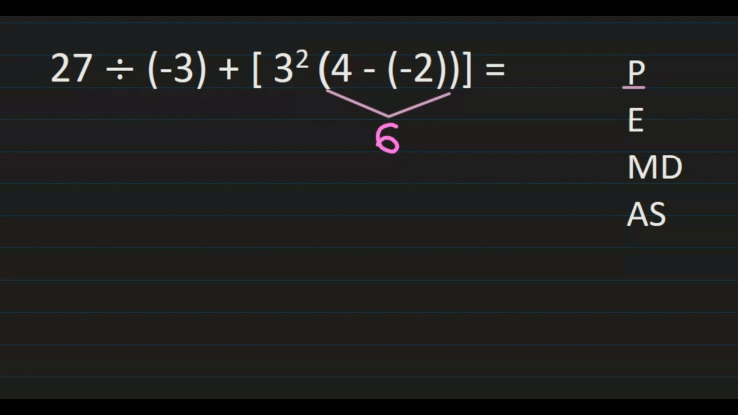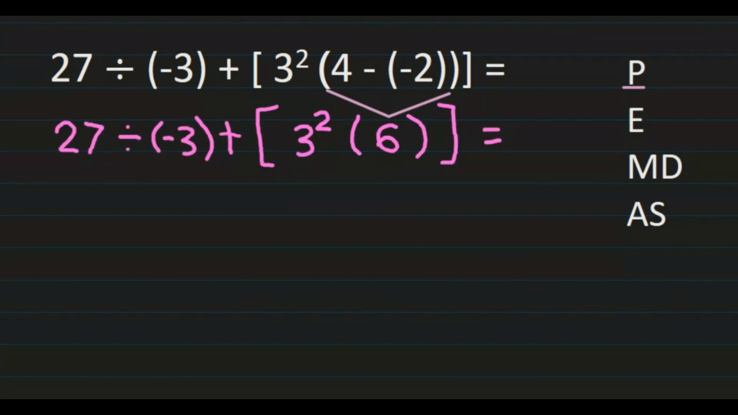Then I'll be bringing down the rest of my problem. So inside the brackets, I'll have 3 squared. And notice that I am multiplying 3 squared times the 6. So I'm going to want to keep parentheses around the 6. And I'll bring down my brackets and the rest of the problem, being very careful of signs, of operations, and the other parentheses or grouping symbols that I see.